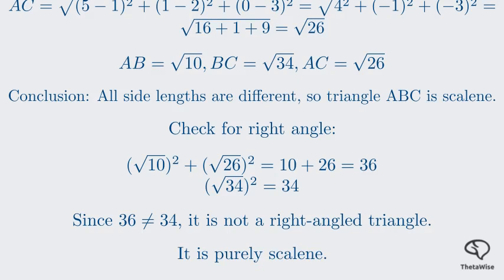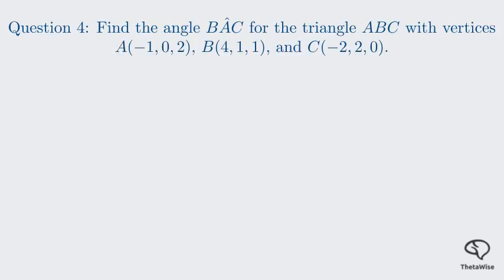Root 34 squared equals 34. Since 36 is not equal to 34, it is not a right-angled triangle. It is purely scalene. Our fourth question is another trigonometry problem, but this time asking for an angle between 2 lines, not a line and a plane.